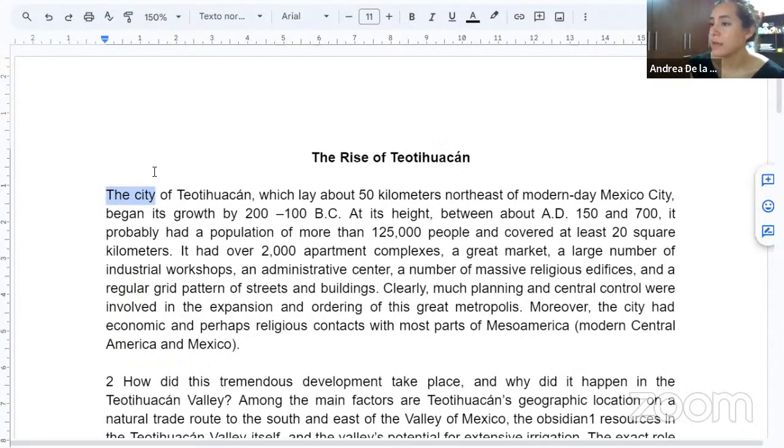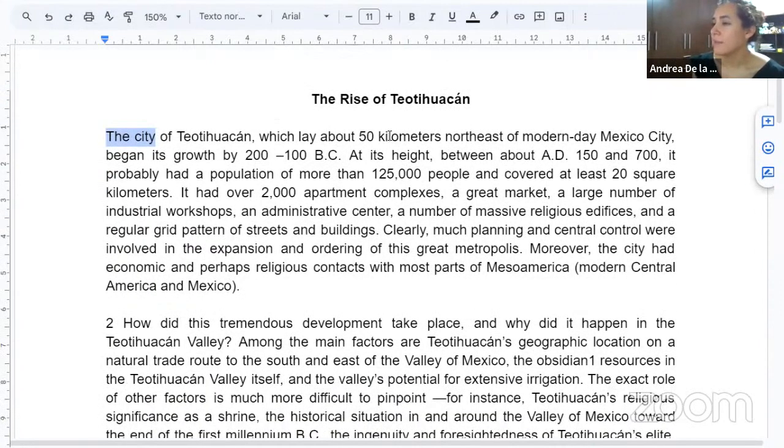Teotihuacan is a city, right? And then it says, which lay about 50 kilometers northeast. So once you start seeing these details, these numbers, these specifications, then you forget about those, right? You know that it's a city, then they're talking about the location of the city, they're talking about maybe when they initiated, and then you start scanning the words.